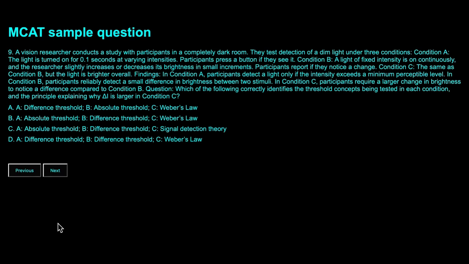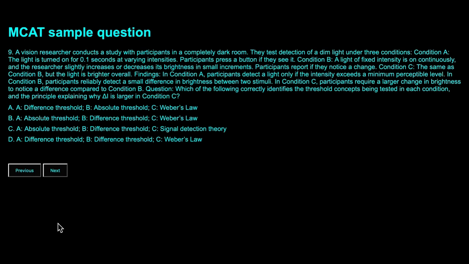Findings. In condition A, participants detect a light only if the intensity exceeds a minimum perceptible level. In condition B, participants reliably detect a small difference in brightness between two stimuli. In condition C, participants require a larger change in brightness to notice a difference compared to condition B. Question: which of the following correctly identifies the threshold concepts being tested in each condition and the principle explaining why the change is larger in condition C?